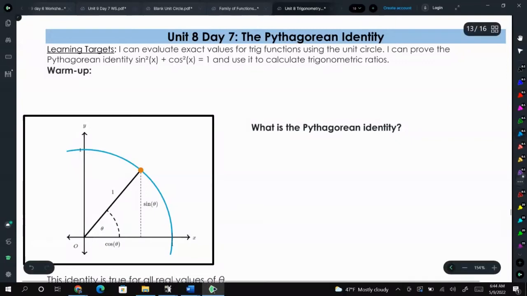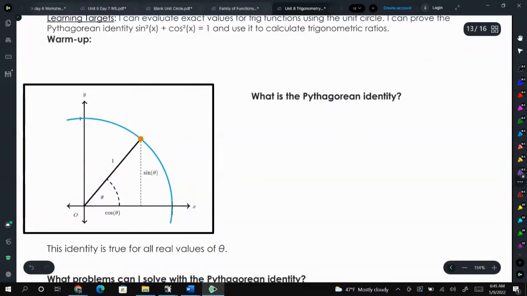Today we're going to talk about something called the Pythagorean identity. Now the Pythagorean identity comes from the Pythagorean theorem. We know that a squared plus b squared equals c squared, where c is the hypotenuse and a and b are legs of a right triangle.